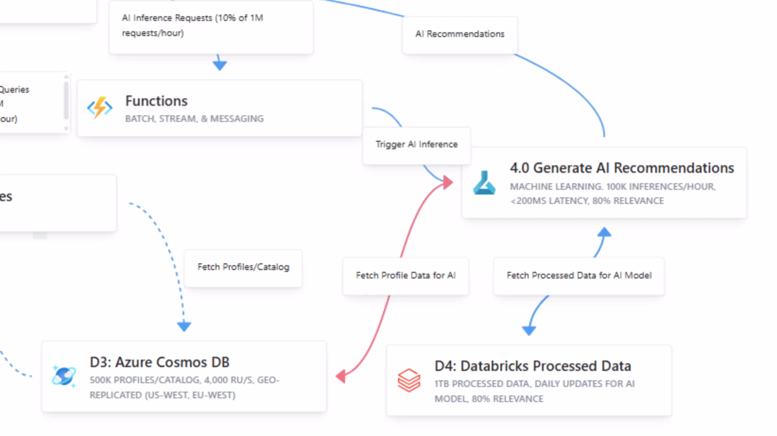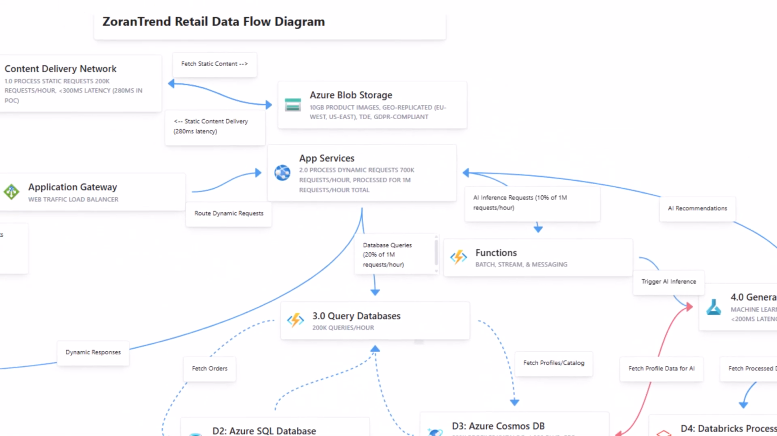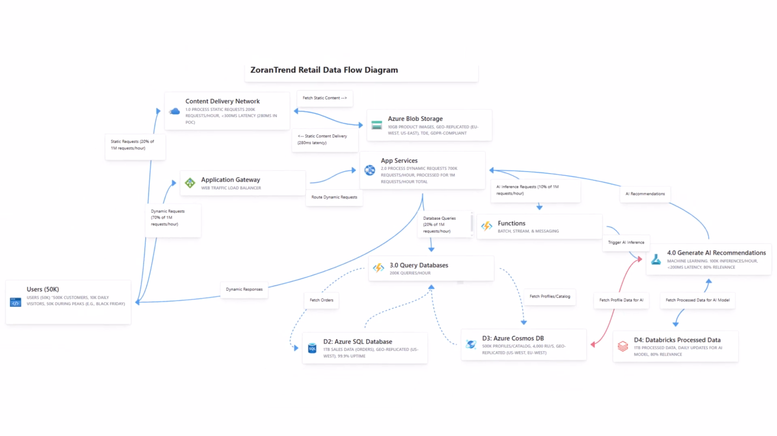Once the recommendations are generated, they flow back to App Services, as indicated by the arrow labeled AI Recommendations. Step 6. Return flow to users.